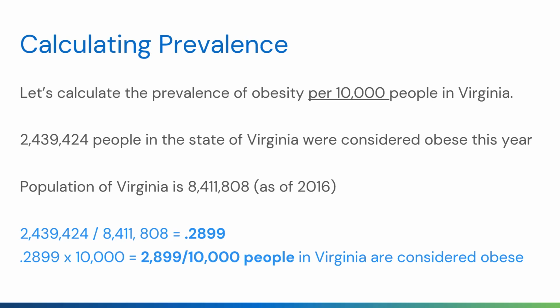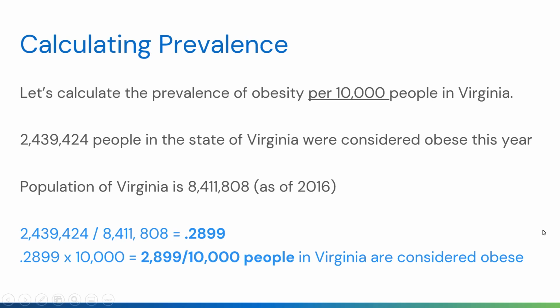And then if we multiply that by 10,000, because that is the unit that we wish to express the rate in, then the calculation that we have again is expressed as 2,899 per 10,000 people in Virginia are considered obese. So again, you're not standardizing this as a percent or multiplying it as a percent. In order to standardize this, you have to express it in the unit that's appropriate here. And because you have 4 zeros there, you have to move the decimal point over by 4 in order to account for that.